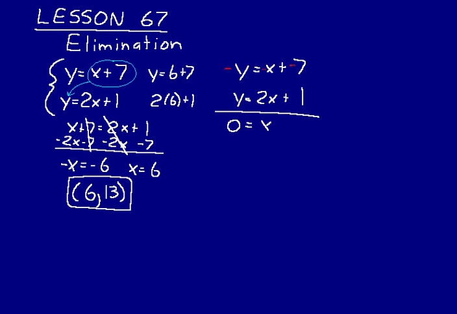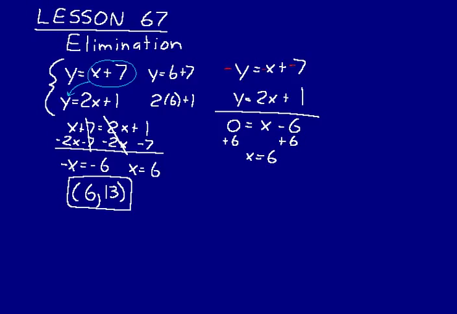Equals x minus 6. Okay, so we have 0 equals x minus 6. We need to get the x by itself, so we would just add 6 to both sides, and we get x equals 6. Just like we did using substitution. You should get the same answer either way because it's still the same lines. They're going to intersect at the same spot. We're just using a different method to get our answers.